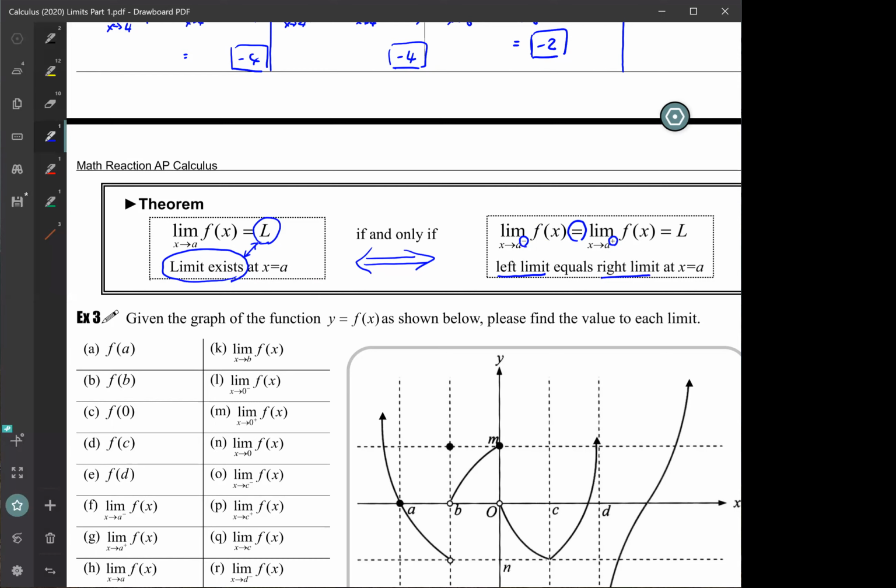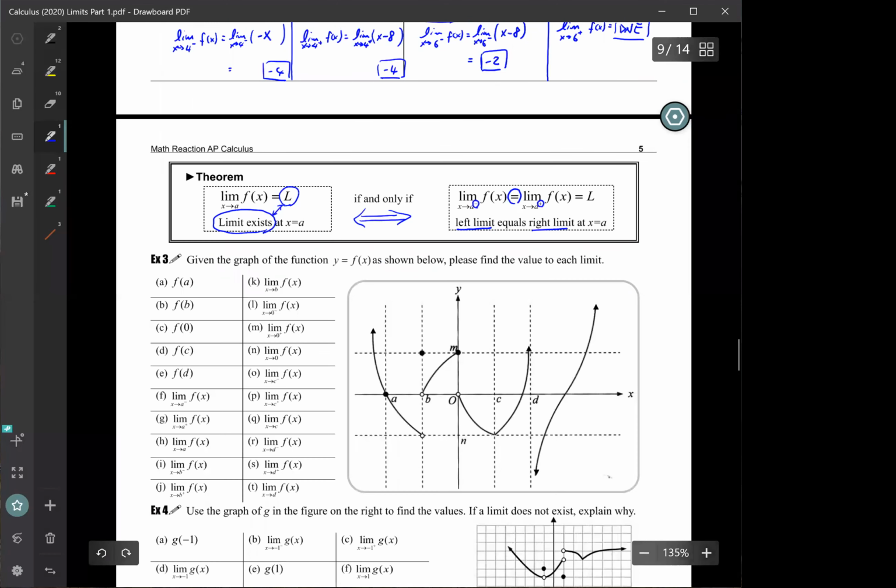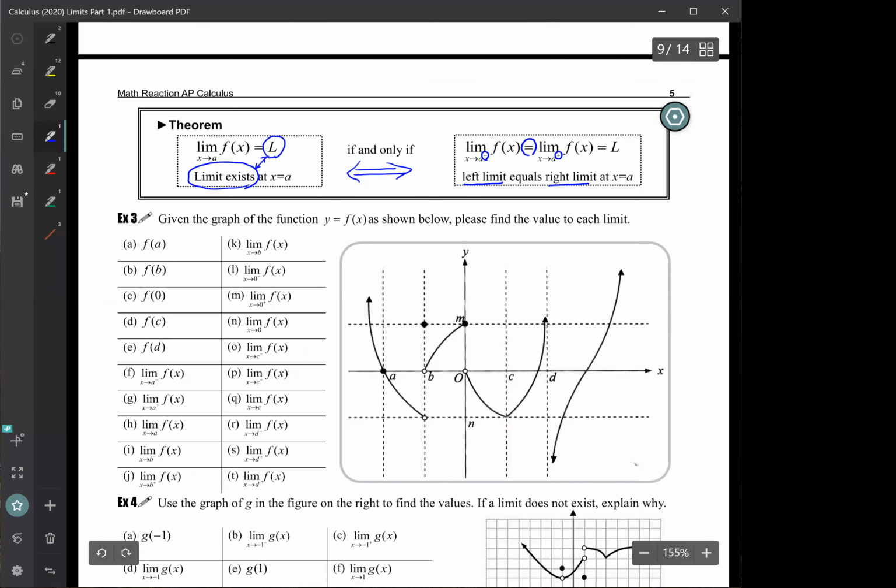Okay, all right, very good. So let's try this out, right? If I want to find the limit, you check the left side and the right side. Only if they both equal the same value will you say the limit exists. Otherwise, you just say DNE.